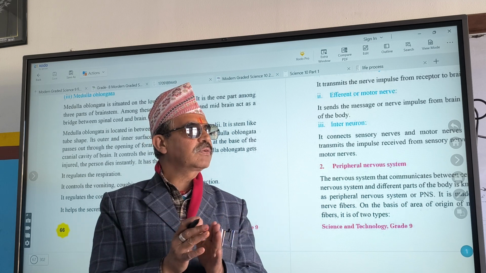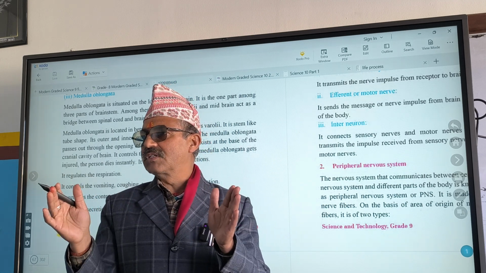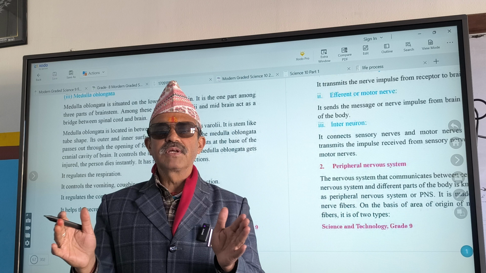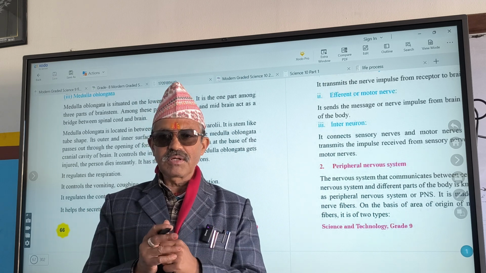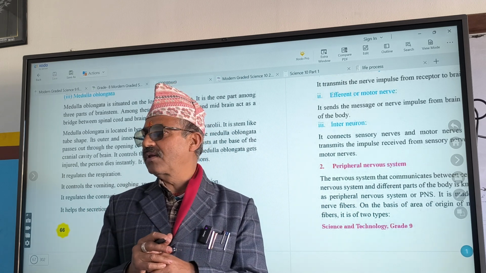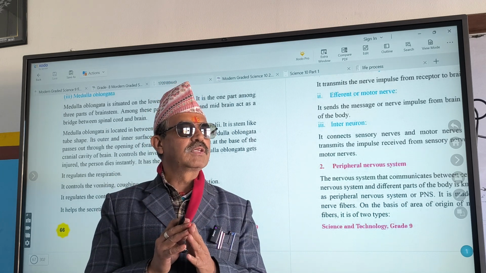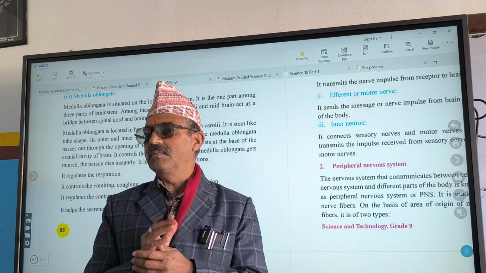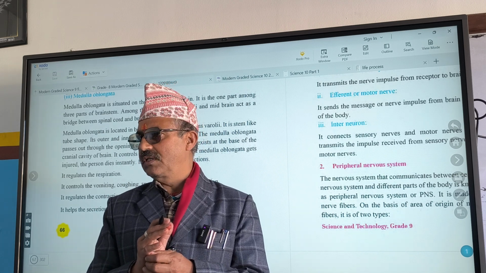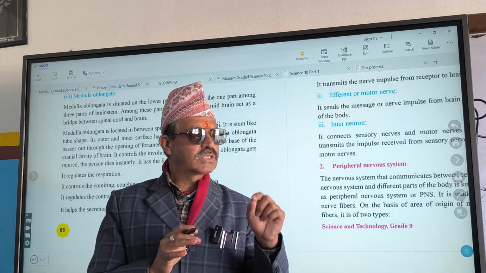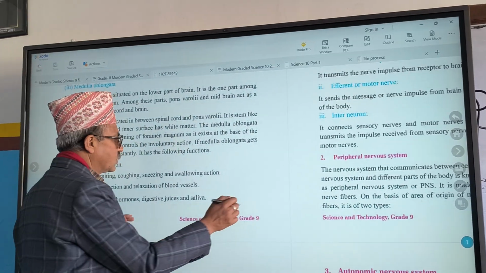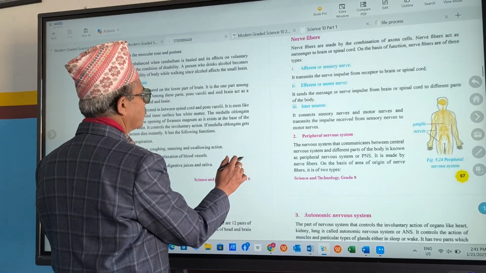In between pia mater and arachnoid mater there is a cavity, a gap that is filled with one liquid. What is the liquid called? Cerebrospinal fluid. And the main function of cerebrospinal fluid is to protect the brain from jolts and injury. And if the meninges are damaged, then the person suffers from meningitis.